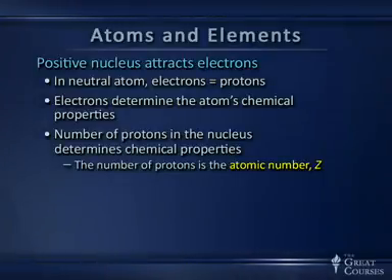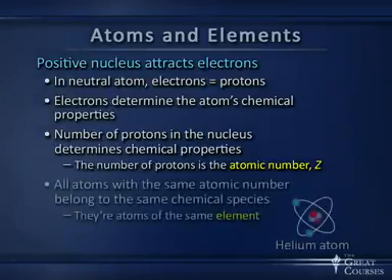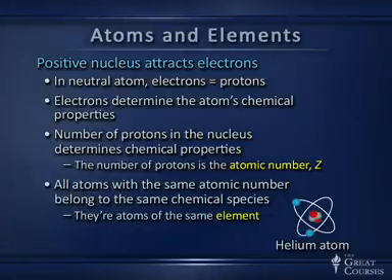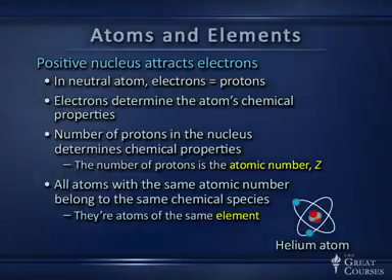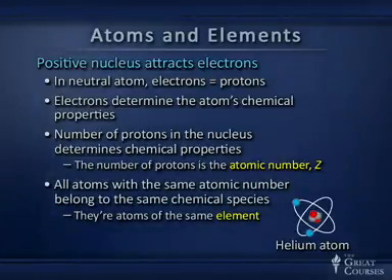We call that number of protons the atomic number, and we give it the symbol Z. There's another use for A, so don't get confused. Z is the atomic number. It's the number of protons. And all atoms with the same atomic number belong to the same chemical species because they have the same number of protons in their nucleus, and therefore they have the same number of electrons surrounding them, and therefore they have the same chemistry. They are atoms of the same chemical element. So that's what makes an element.